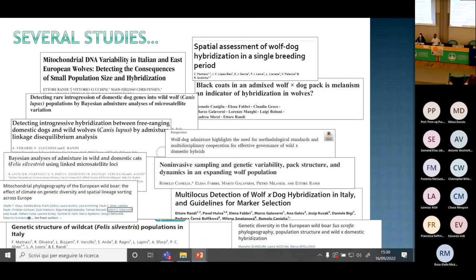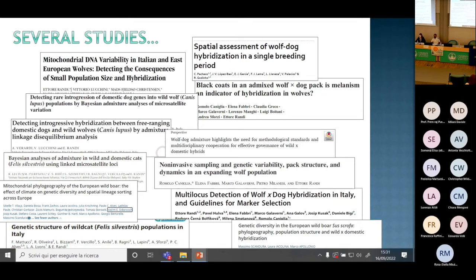During the last decades, the threat of anthropogenic hybridization has been extensively investigated in the Italian wildcat, wild boar, and wolf populations, as demonstrated by the high number of genetic studies published.